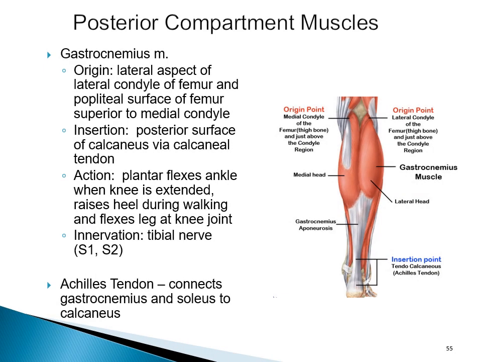The gastrocnemius muscle, its origin is the lateral condyle of the femur and the medial condyle of the femur. It inserts on the calcaneus via the Achilles tendon. The action is to plantar flex the ankle to rise on the heel from the floor when walking, so walking on tippy toes. Its innervation is the tibial nerve, S1, S2.